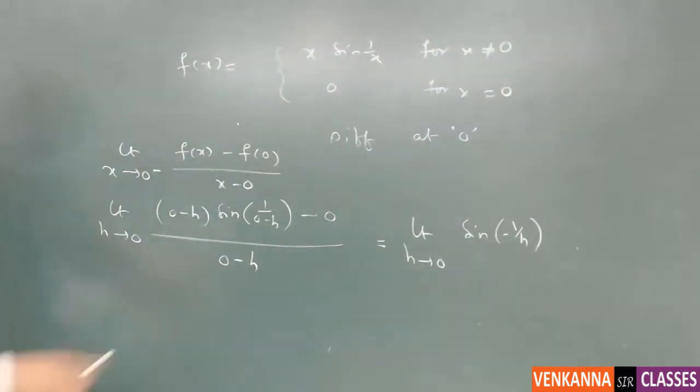Accepted? All? So, since the value is oscillating between minus 1 and 1, the derivative value will not tend to a unique number. Agreed? Yes or no?